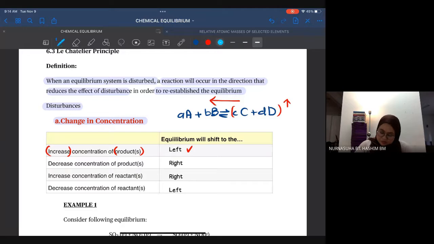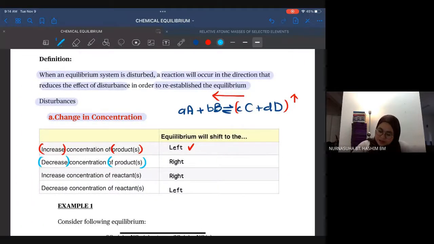Okay, now kita tengok yang kedua. Decrease the concentration of the product. Okay, kalau kita decrease the concentration of the product, ini produk. Okay, so the same concept. Kalau decrease the concentration of product, sistem tak seimbang. So nak seimbang semula macam mana? Mestilah kita kena tambah balik C dengan D tu kan. So in order to increase C and D, the reaction will proceed from left to right. Kenapa? Sebab kita tahu A and B dia akan bertindak balas sama-sama untuk menghasilkan C plus D. So dia akan pergi ke kanan.